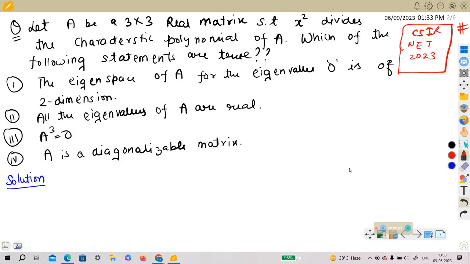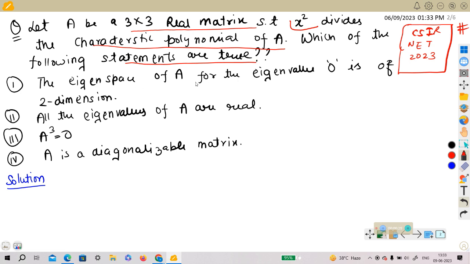This is another CSIR problem of Linear Algebra 2023, and the problem says: let A be a 3 cross 3 real matrix such that x squared divides the characteristic polynomial of A. Which of the following statements are true?